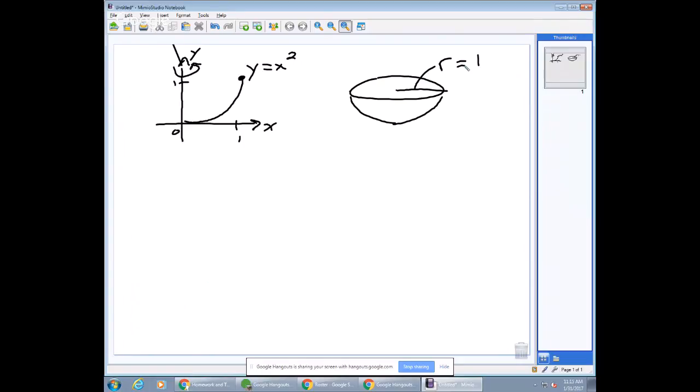Otherwise, I need to come up with a radius in between as I rotate this sucker. Oops, that's not what I meant to do. Redo. The color, there we go. So at any particular point here, I need to know what that radius is as I revolve it. So that would be that right there.